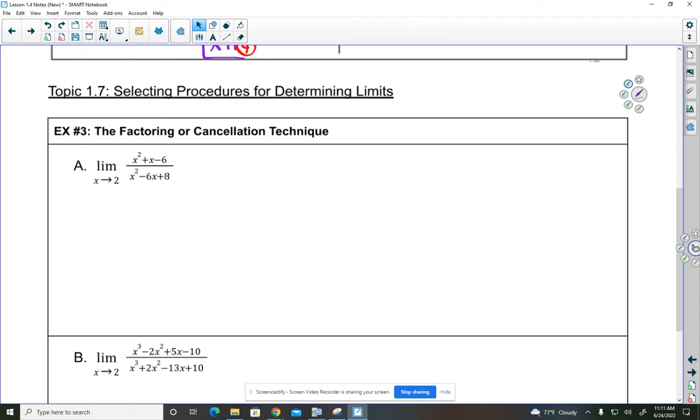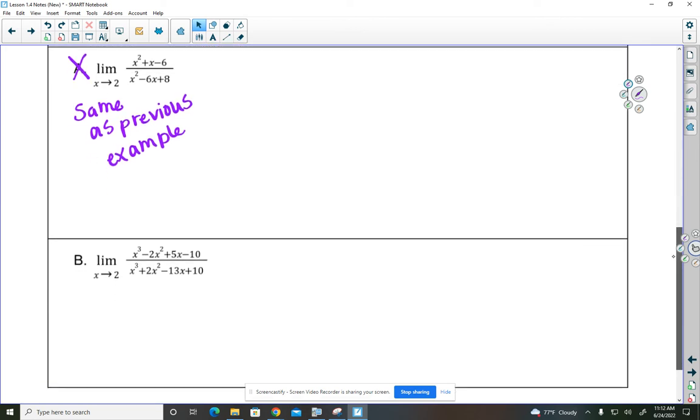So a little bit more practice in selecting different procedures for determining limits. We're just going to work through some examples. And actually, I'm realizing that example A is the same as the previous example. I need to fix that. So we'll skip that one. Well, part B would be a good one to take a look at, the factor cancel technique. Seeing that again. This is a bit of a doozy of a rational function to factor, so good review here.